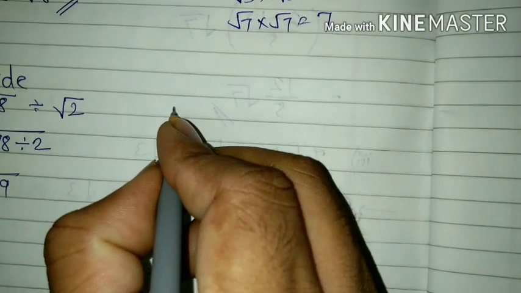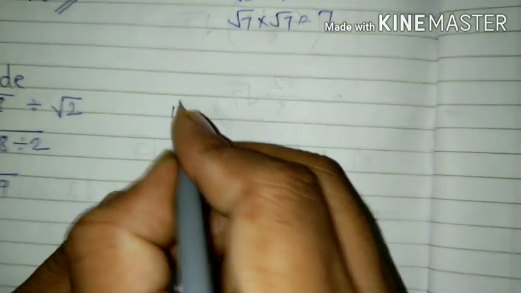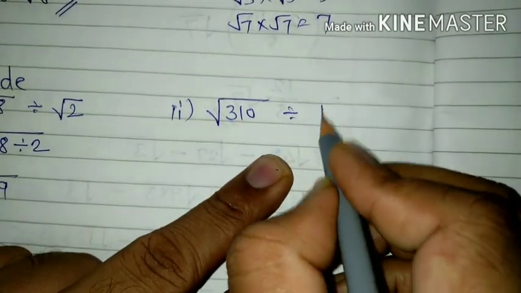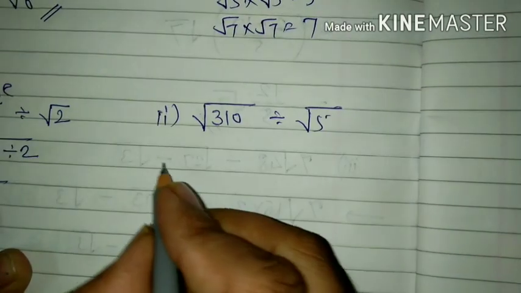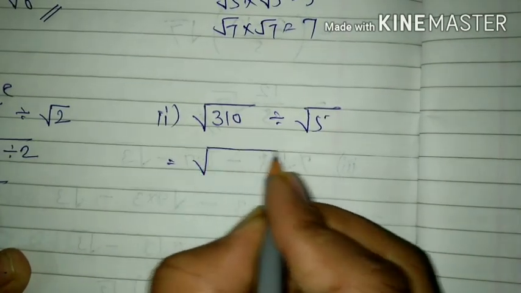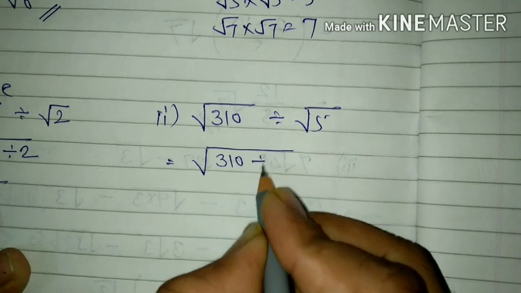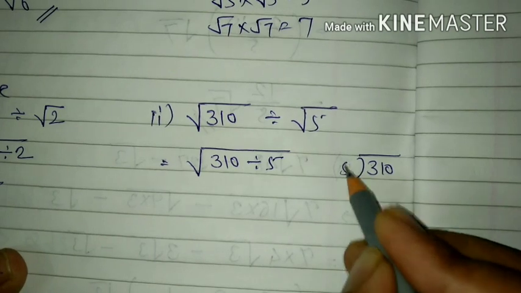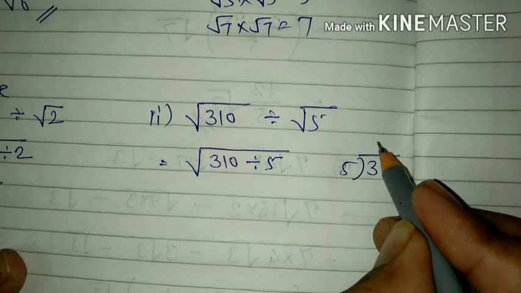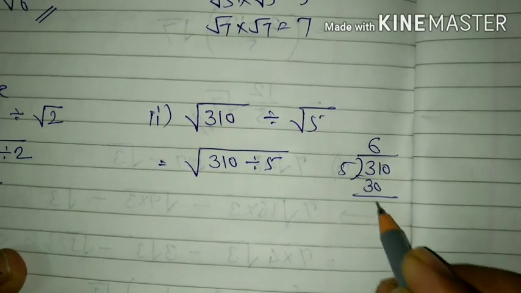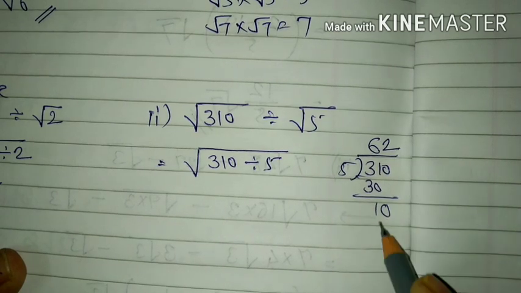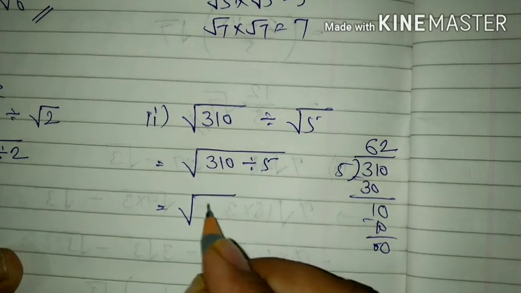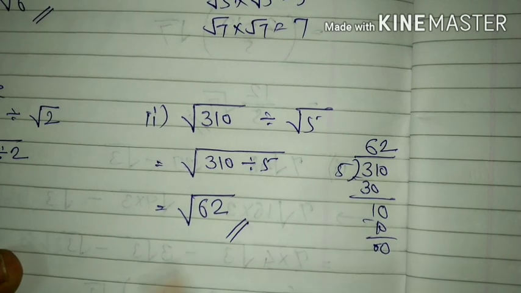Let us see one more example. I am taking, suppose, root 310 divided by root 5. Okay, same method applying here: under root of 310 divided by 5. 5 6s are 30, 5 2s are 10. So what is our answer? It is equal to under root of 62. This is our final answer.